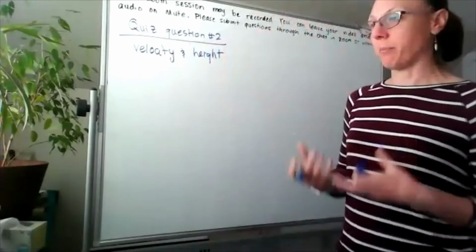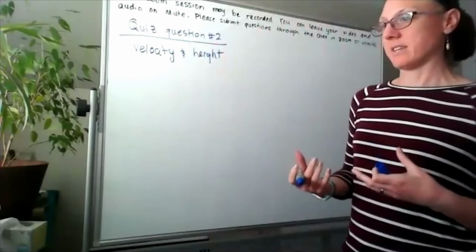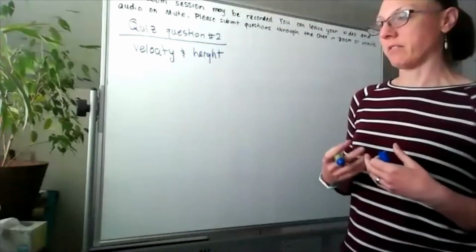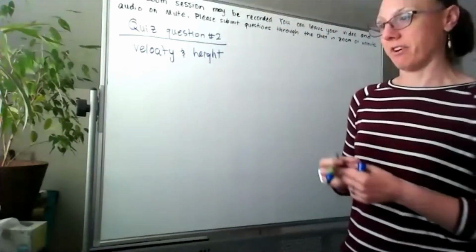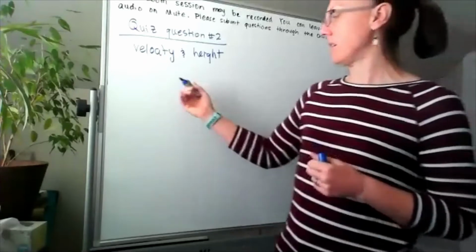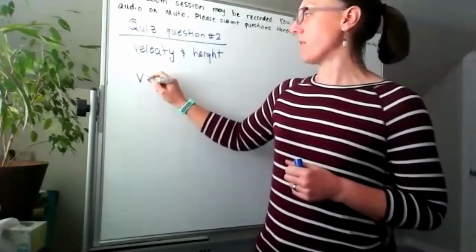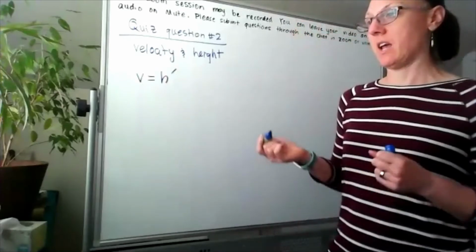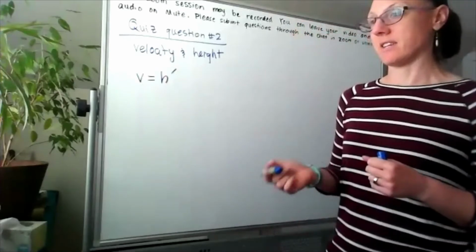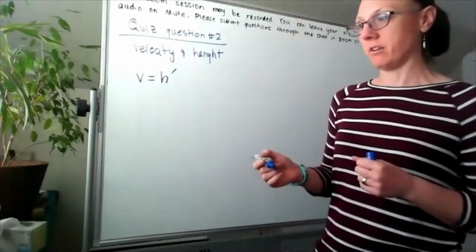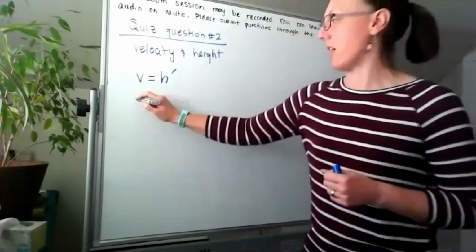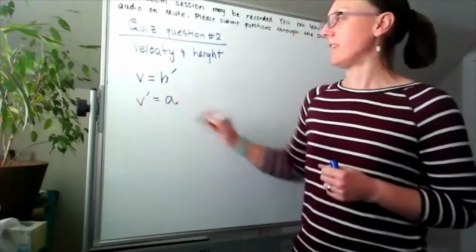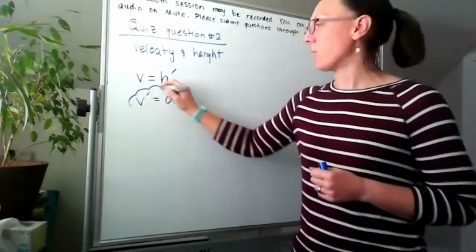Then if I were working backwards, it says, assume that the derivative of the position or height function is the velocity. So assume that the velocity is equal to the derivative of the height, and that the derivative of the velocity is the acceleration. So this is kind of where we have to start.